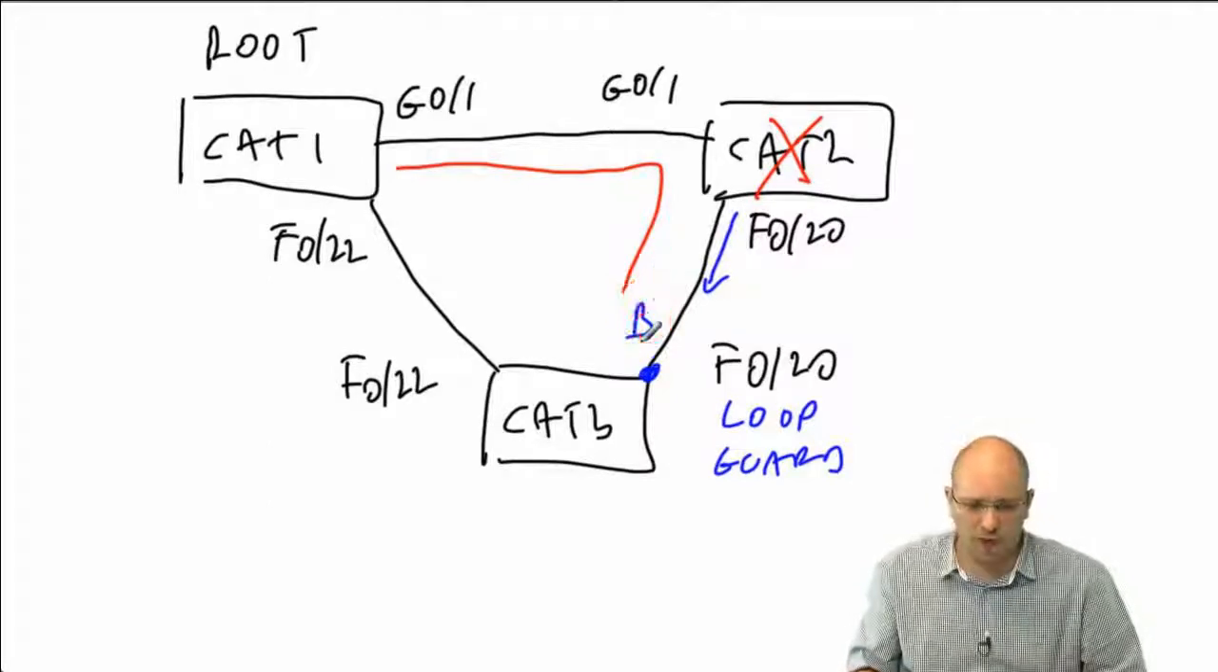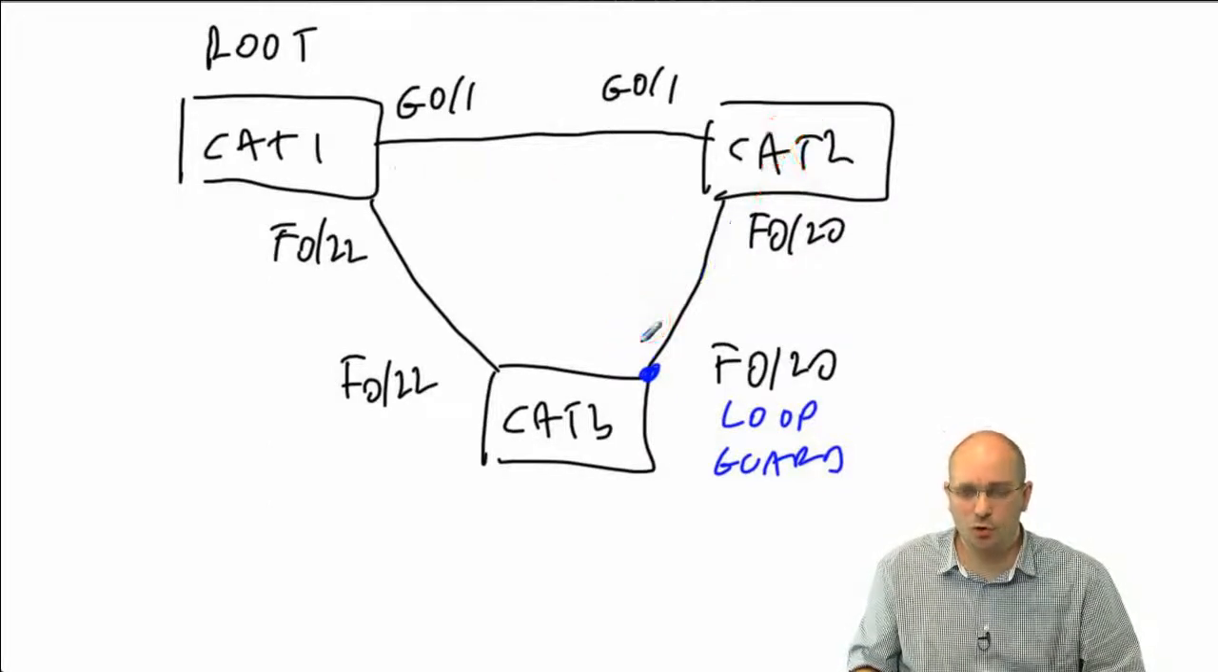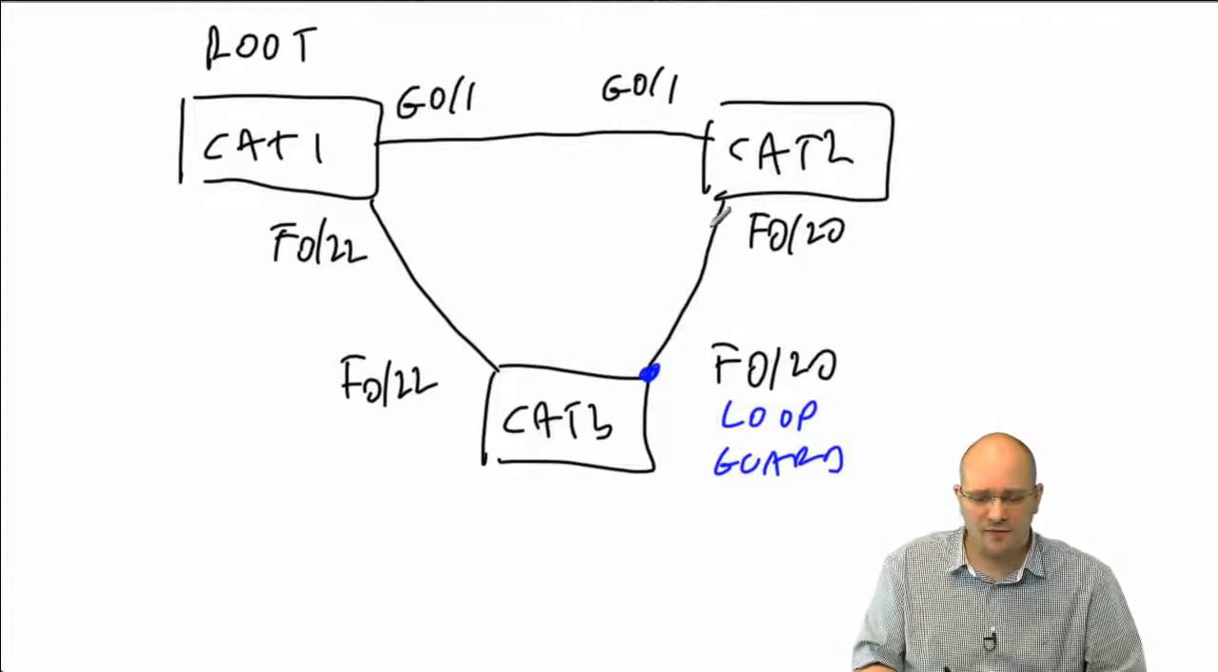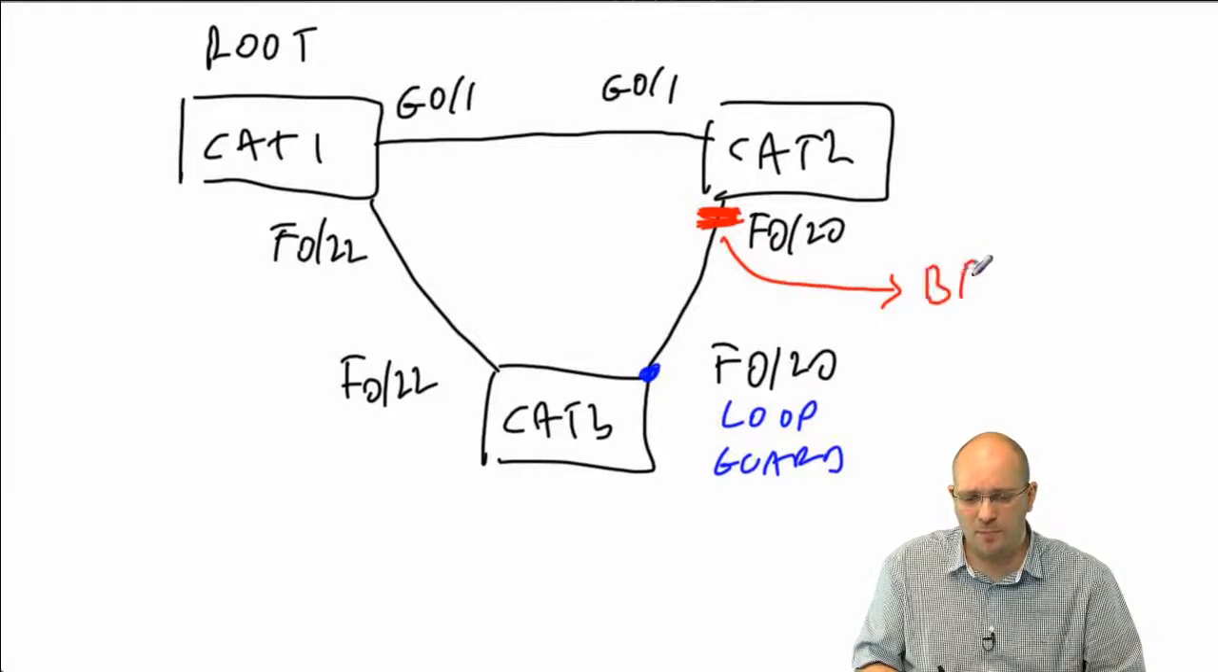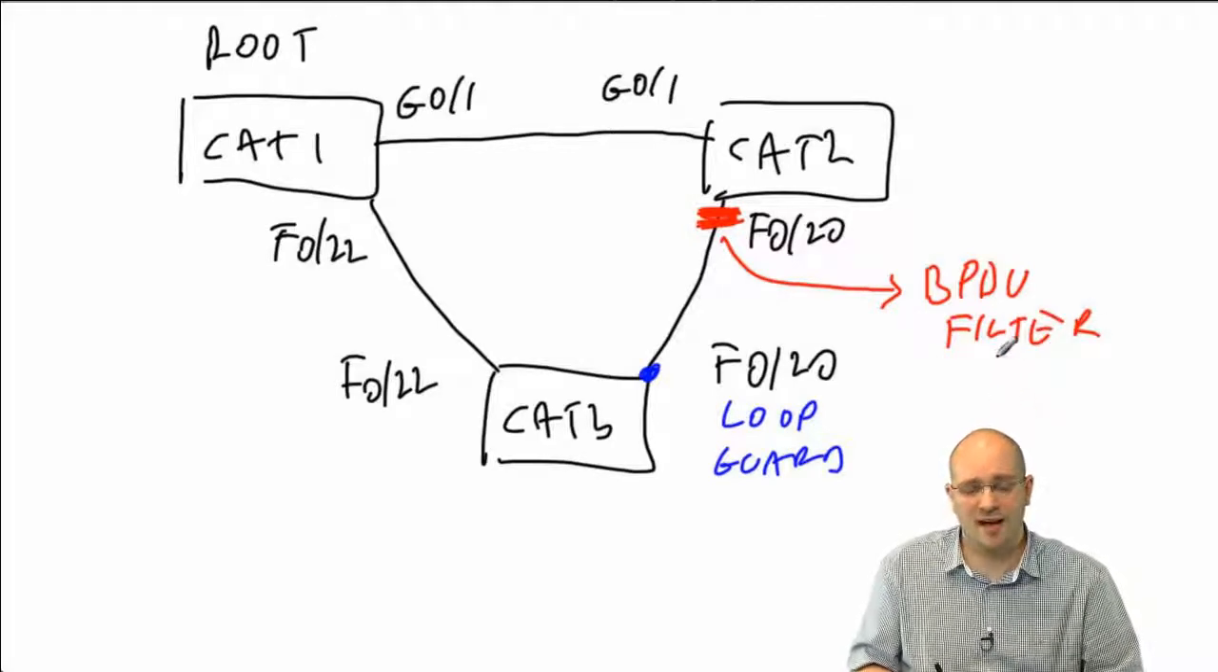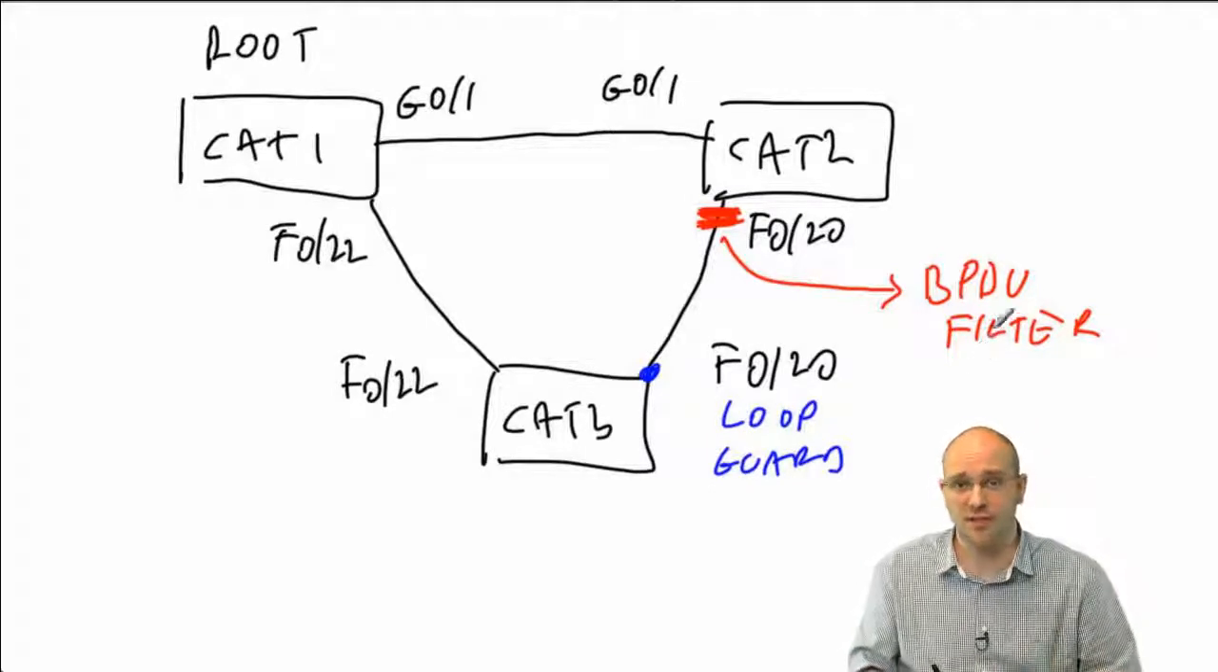But what I'm going to do here is I'm going to use a feature that I'm going to talk about in greater detail in my next video. And that feature is simply going to prevent Cat2 from sending any BPDUs. So I'm going to use a feature called BPDU filter on Cat2's Fast Ethernet 20 interface. As I said, I'll talk about it in greater detail. This feature is also very complex and you need to understand it in great detail. But for now, let's just assume it simply blocks any outgoing BPDUs. I don't care about the incoming BPDUs to Cat2.